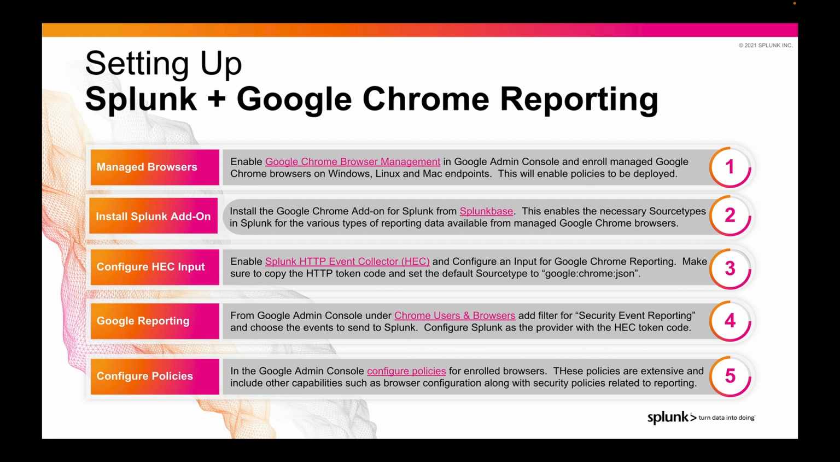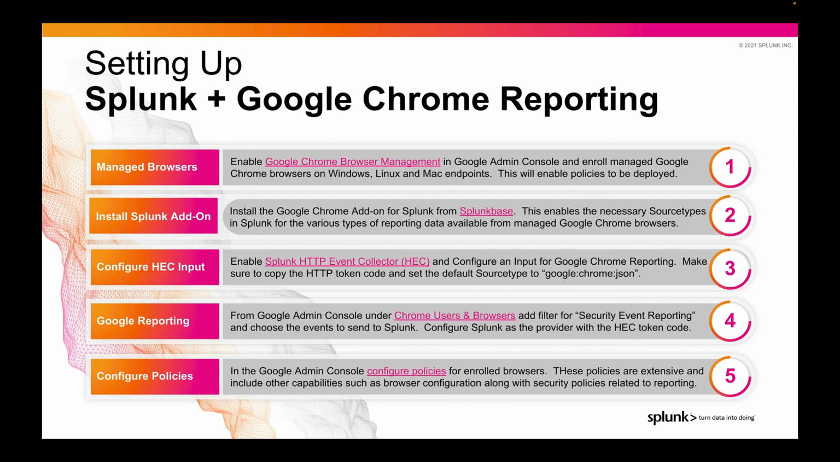The second step is to install the Splunk add-on for the Google Chrome reporting capability on your Splunk Enterprise instance or your Splunk Cloud instance, and that's available from Splunkbase. That essentially enables the necessary source types in Splunk for the various types of reporting data available from your Google Chrome browsers. So, covering things like suspicious or malicious site activity and password reuse, all of those things are enabled by this add-on, which gives us visibility into that data and lets us understand that data once it comes into Splunk.